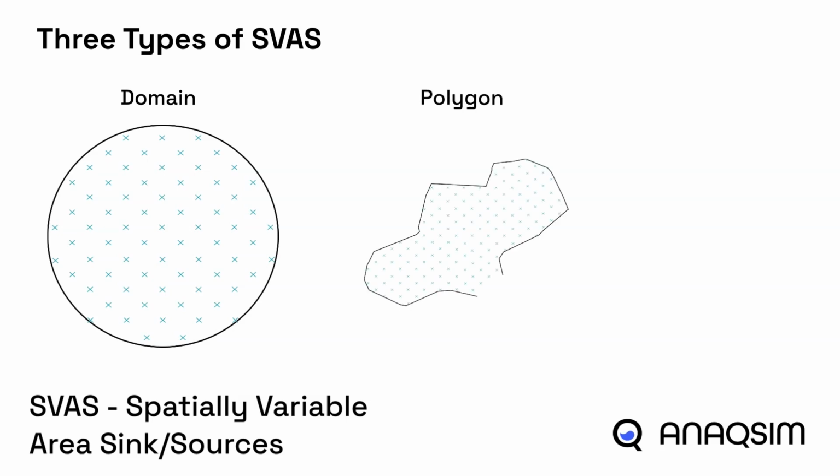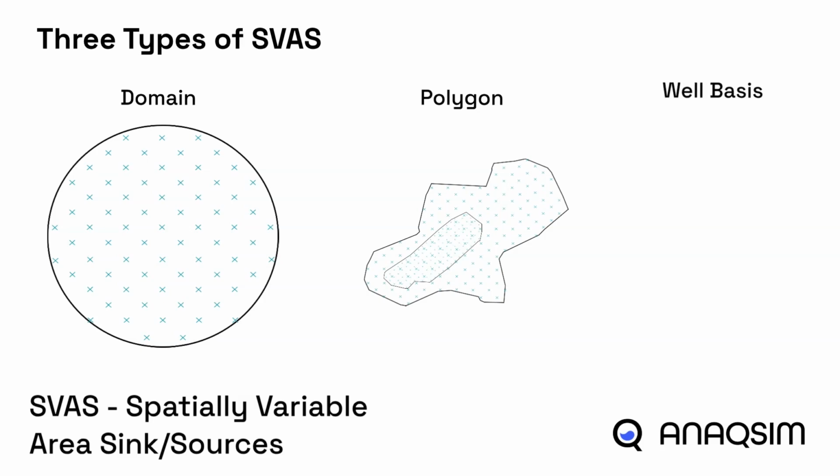Next, we have polygon-based SVAS. This method lets you place SVAS points only in specific areas, which you define with polygons. You can even nest polygons inside each other to create different zones of refinement. This is extremely useful when you need higher density points in certain parts of your model, without increasing the total number of points everywhere else.